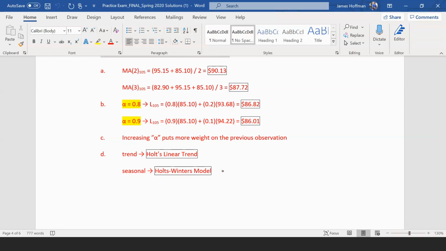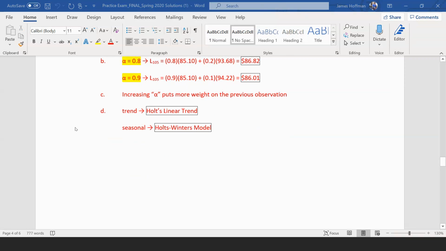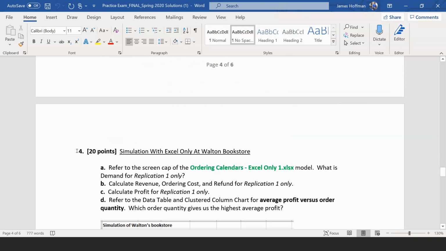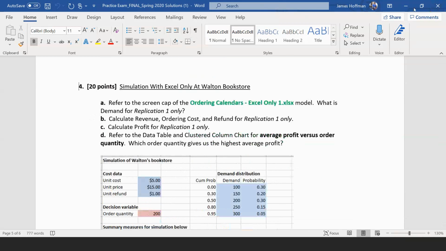All right, so questions on number 3 here? Okay, let's do number 4. We're moving to chapter 10 now, and these are the simulation ones. This is one of the ones we did last week, the ordering calendars simulation example from chapter 10.